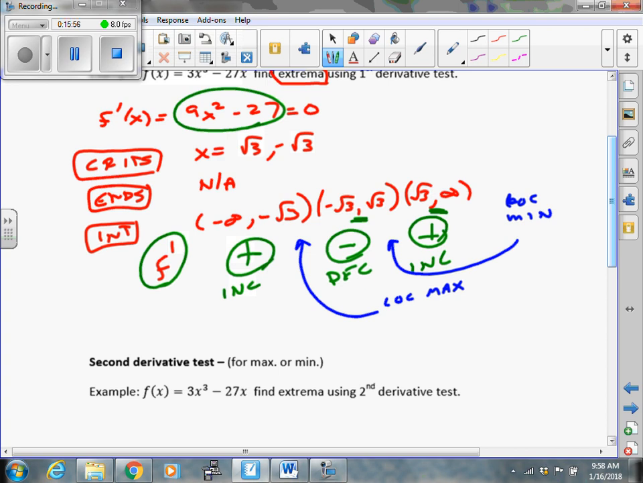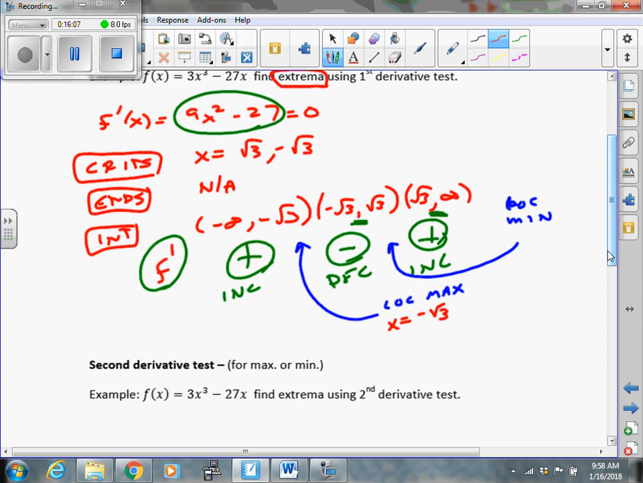Again, step 4 is the y values. And if x equals negative radical 3, I plug this into the original function, which is not going to be pretty, but I'll show you the plug-in. I figure out whatever that is, and I have my maximum value, and this is where it's located. I can do the same thing with the local min.